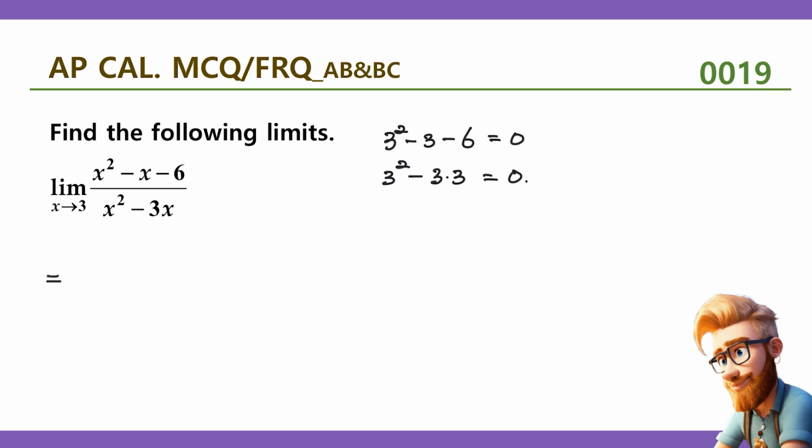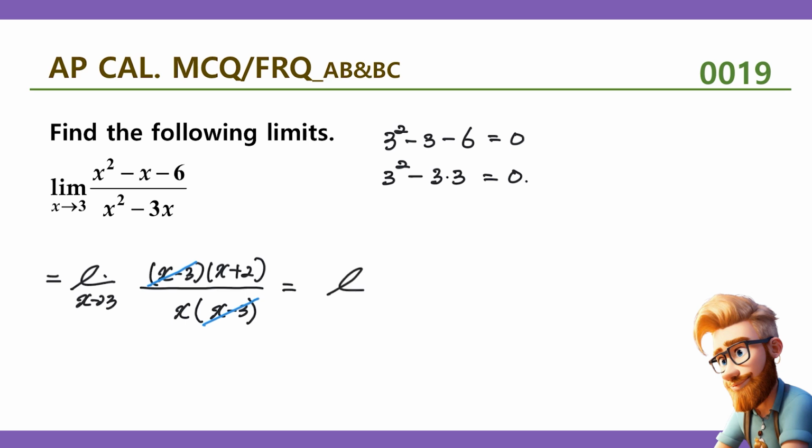So for the numerator, the limit as x approaches 3, if we factor that, it's (x minus 3)(x plus 2), right? For the denominator, x squared minus 3x, we can factor out x, giving x(x minus 3). And these two x minus 3 factors cancel out, right? So that is equal to the limit as x approaches 3 of (x plus 2) over x.